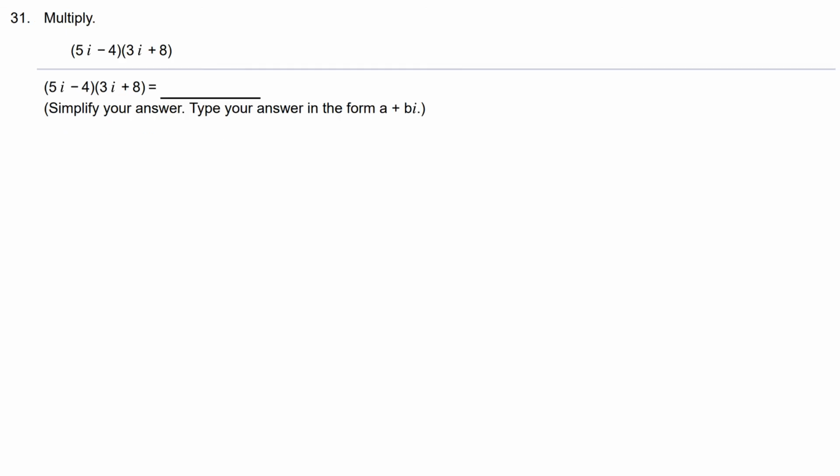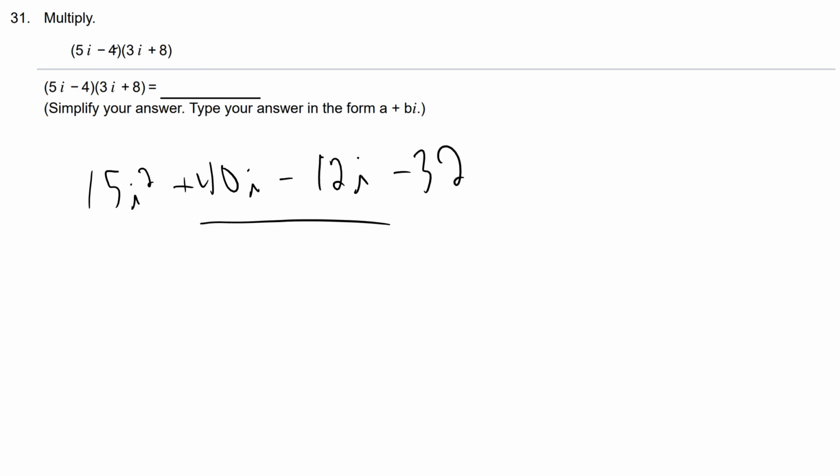When we multiply, it's a little bit more complicated because we need to double distribute. We need to FOIL. So I'm going to move this just so that we can make sure we see it all. We have 5i times 3i. That's going to be 15i squared. We have 5i times 8, so that's plus 40i. We have negative 4 times 3i, so that's negative 12i. And negative 4 times 8, so that's negative 32.